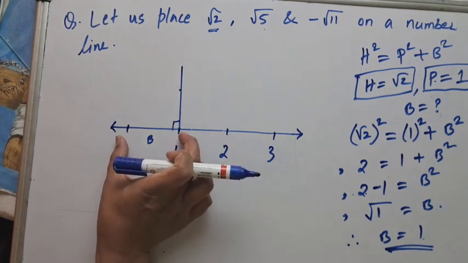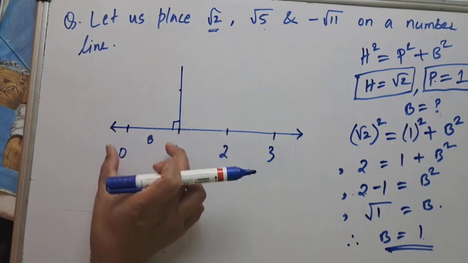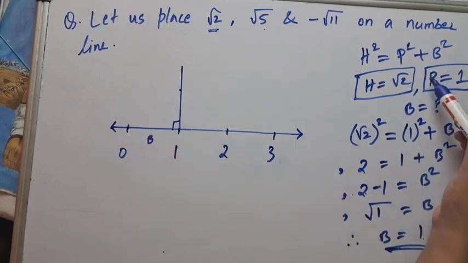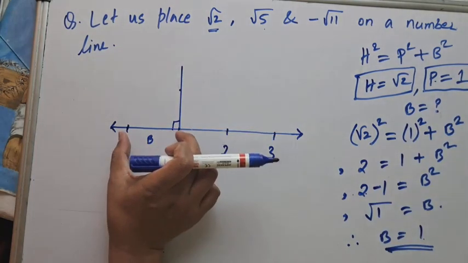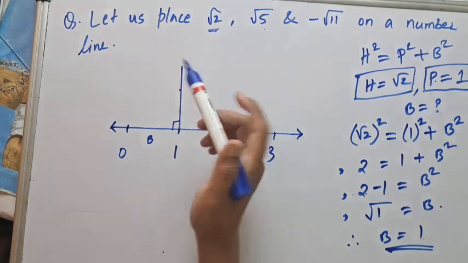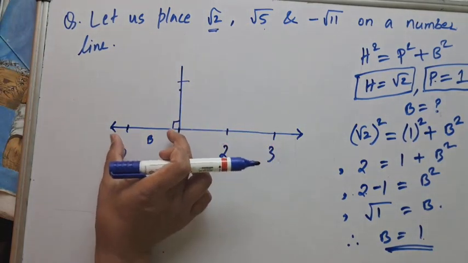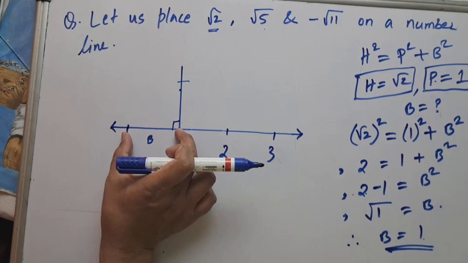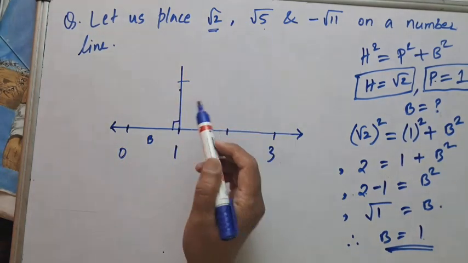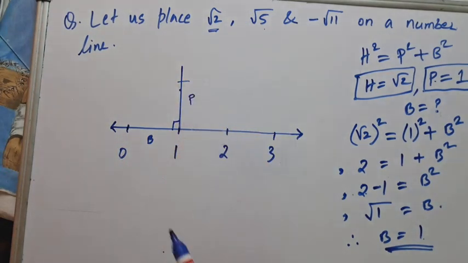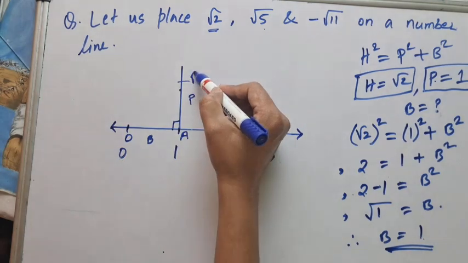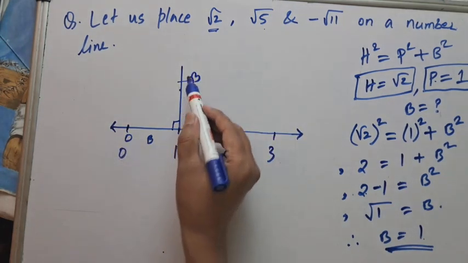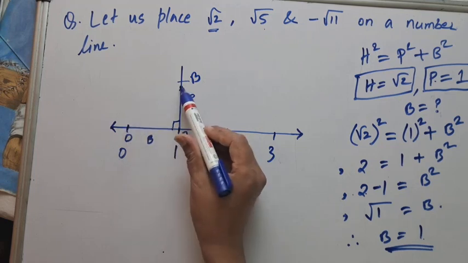We got base as 1 unit, 0 to 1. So perpendicular is also 1 unit. Perpendicular is 1, so we take the same length of base here and mark this point. The same length 0 to 1 we mark here, because base is 1 and perpendicular is 1. Now suppose this is O, this is A, and this is B. Now we join O and B using a scale.